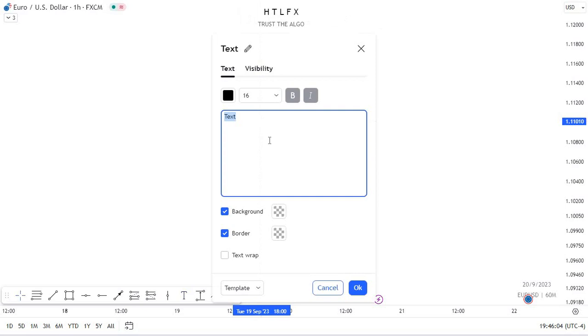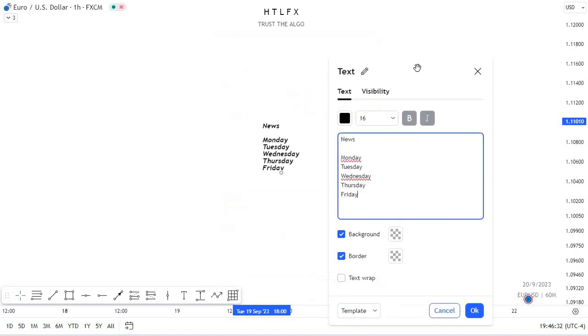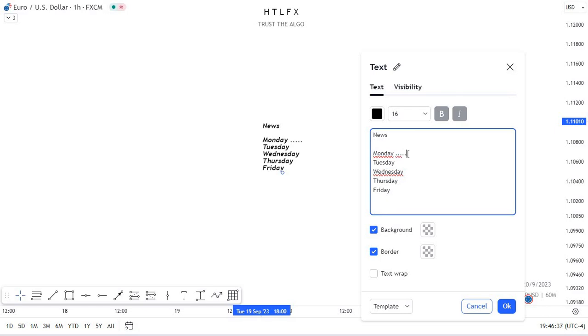So let's get started with the news. All right, I'm gonna put news here. By the way, listen. All right, grab paper, pen, and write with me. So we have Monday, Tuesday, Wednesday, Thursday, and Friday. Monday we say no news. Tuesday, no news. Wednesday, all right, we have news. Thursday, we have news. Friday, same thing, we have news.